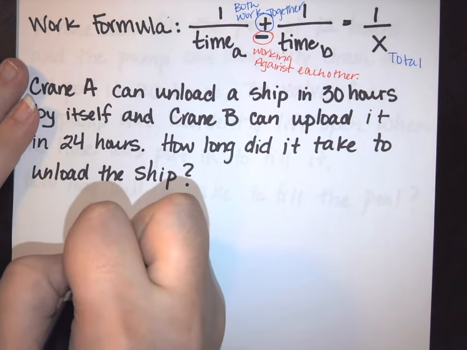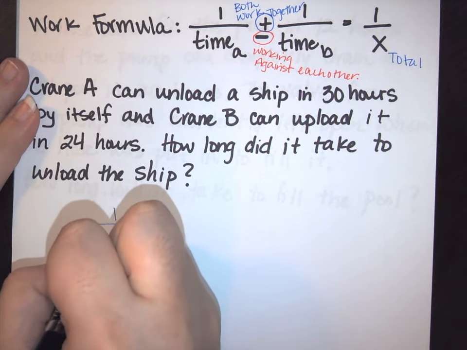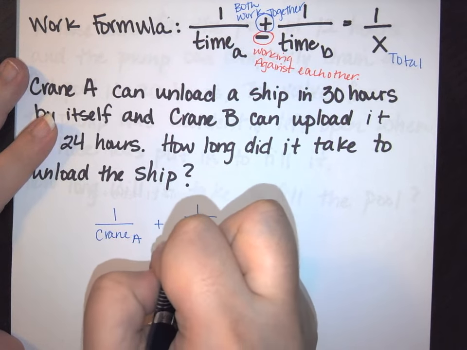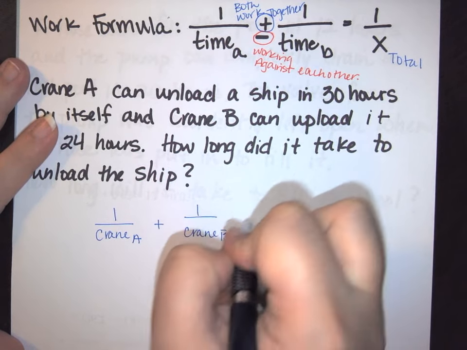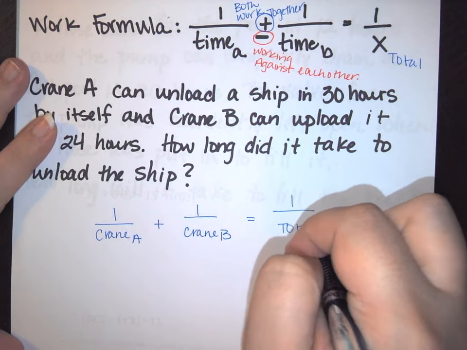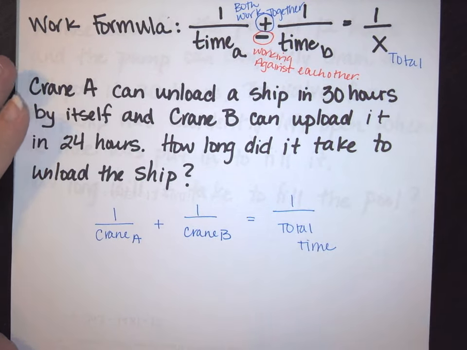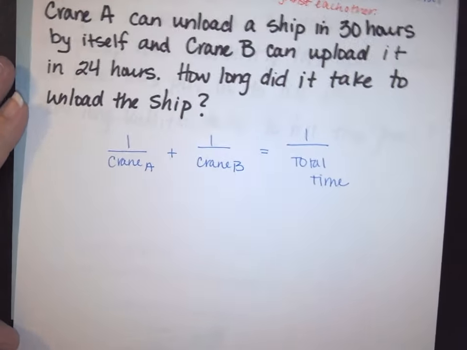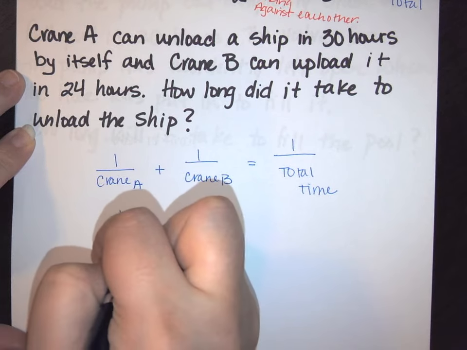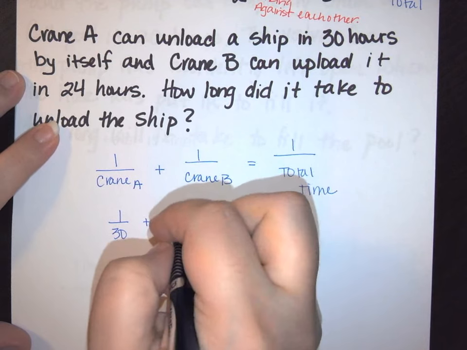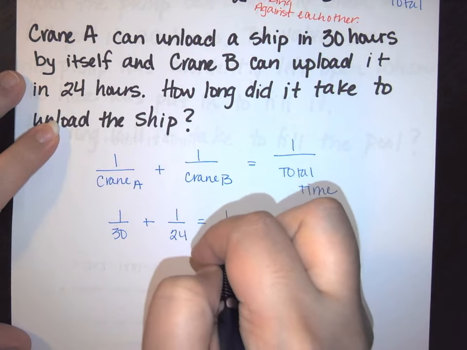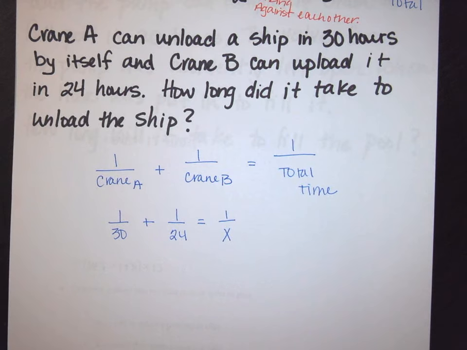So here I would do 1 over crane A plus 1 over crane B is going to be 1 over the total time, so how long it took. In this case, crane A was 30 hours, so we have 1 over 30 plus crane B was 24, so 1 over 24 is equal to 1 over x, because we don't know how long it takes.